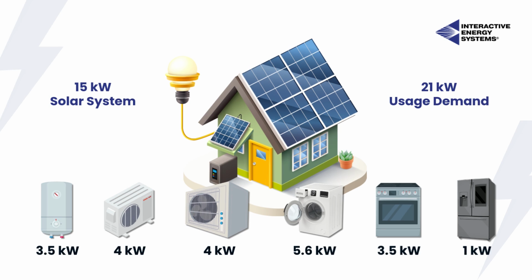So imagine that you have a home that has a 15 kilowatt solar system on your roof. However, you have the following appliances: an electric water heater which pulls about 3.5 kilowatts, an AC unit that's 4 kilowatts, another AC unit at 4 kilowatts, along with a dryer at 5.6, let's say a stove or an oven at 3.5 kilowatts, and a refrigerator that pulls only 1 kilowatt of power. If all these items end up turning on around the same moment, that would equate to a usage demand of 21 kilowatts. So that would mean your solar system is only covering 15 of the 21 kilowatts that are being pulled by all your appliances.